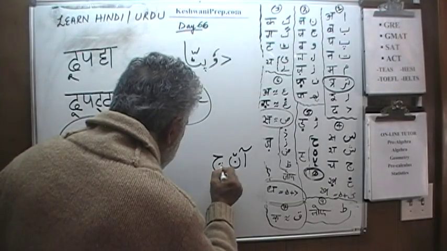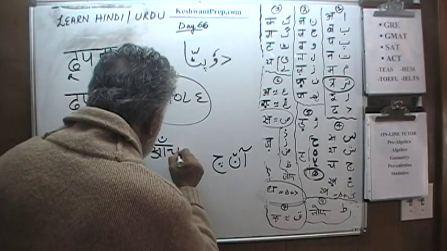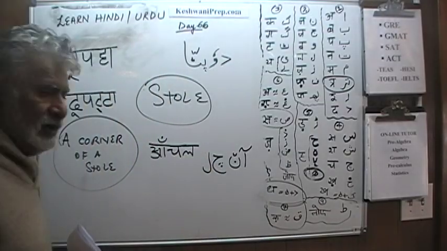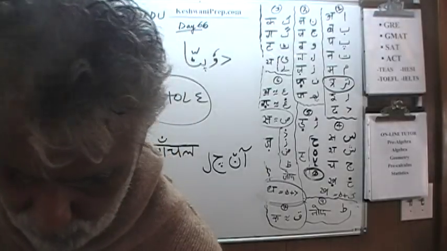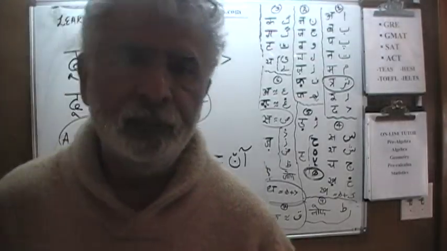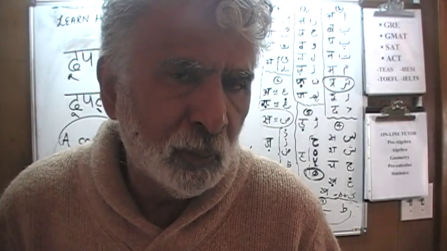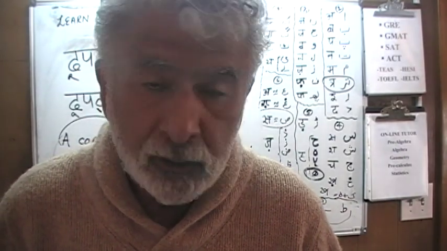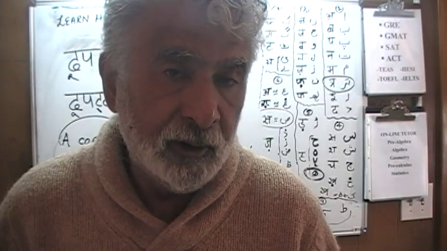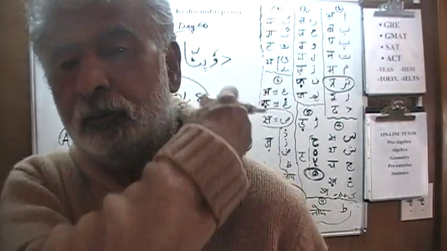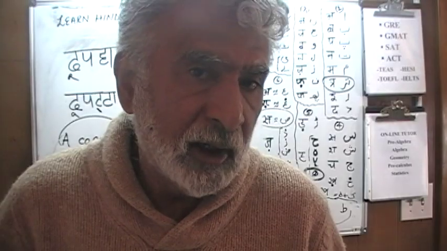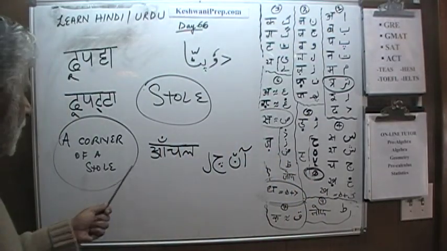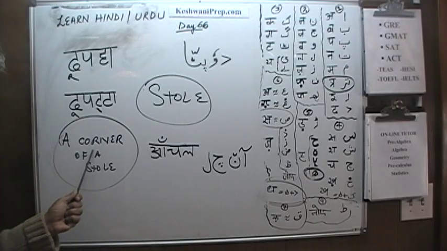Cho, and a lo. Achal. What is achal? Well, we just talked about it. An achal is a corner of a stole, a corner of a dupatta. Dupatte के कोने को कहते हैं आंचल. It can be the corner of a dupatta. It can also be the corner of a sari. When a lady is wearing a sari, the end part that she puts on her shoulder is also called aanchal, the corner of a sari. Aanchal. Corner of a stole.